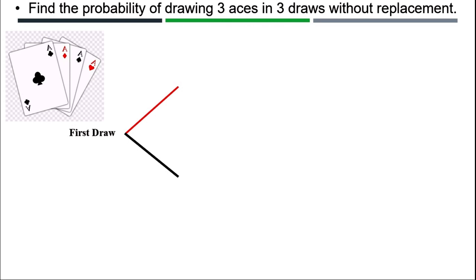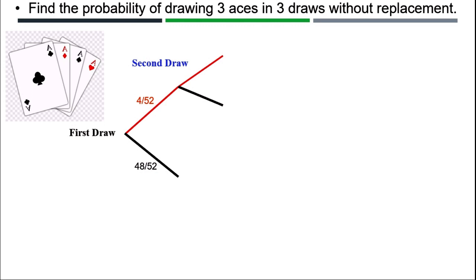For the red branch, the corresponding probability is 4 aces divided by the total number 52. For the black branch, the corresponding probability is 48, which we have 48 non-ace cards divided by the total number 52. Then let's see the second draw.